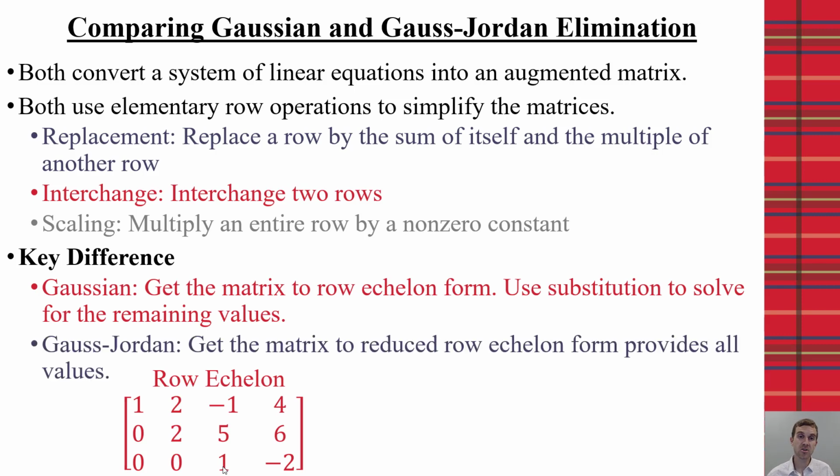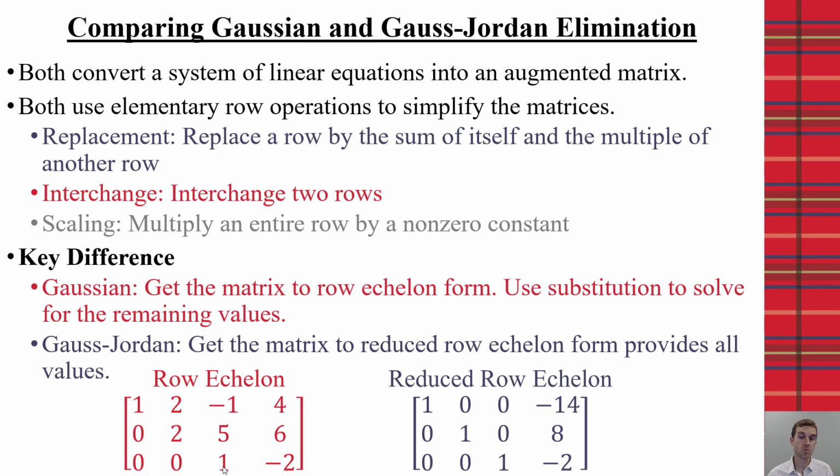In contrast, Gauss-Jordan elimination uses reduced row echelon form. This is where we'll have ones on all the diagonals and zeros in the other places, so that our right-hand column represents the solutions for each of the variables in the system of equations. Let's look at an example to help understand this.